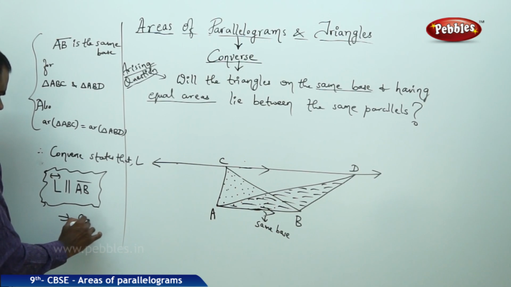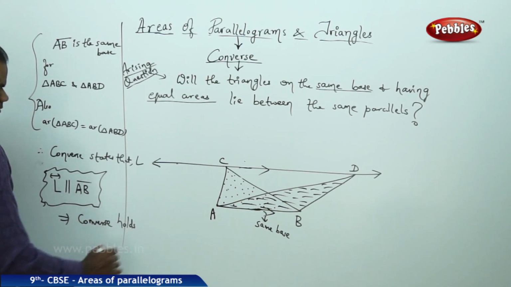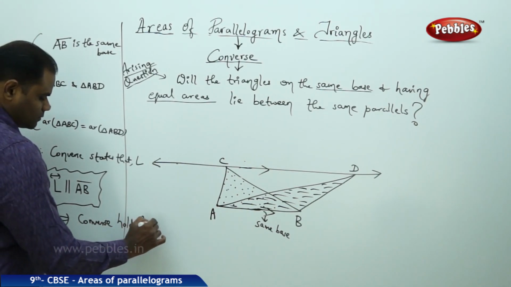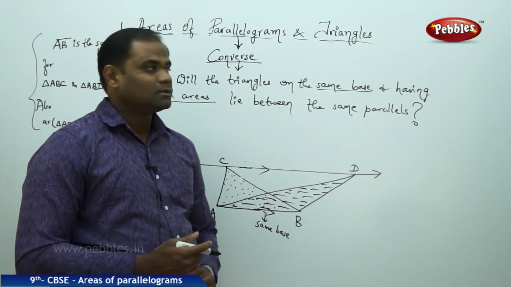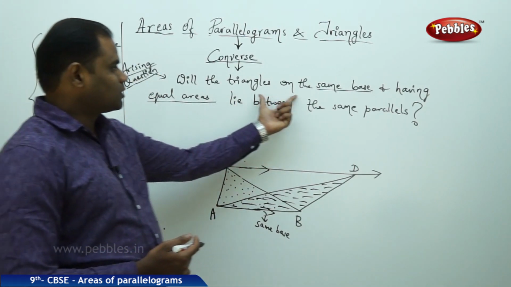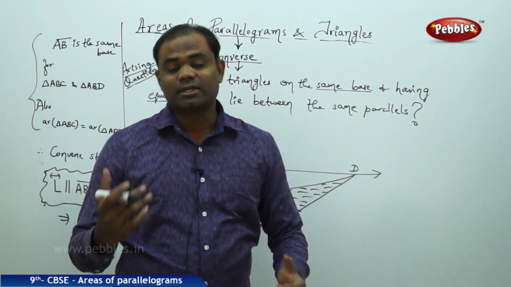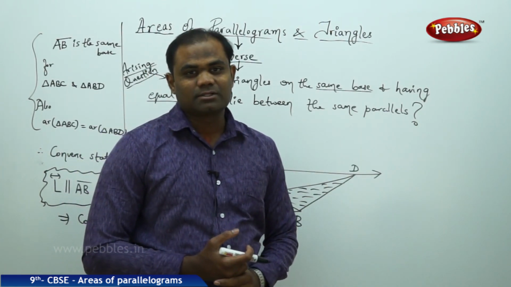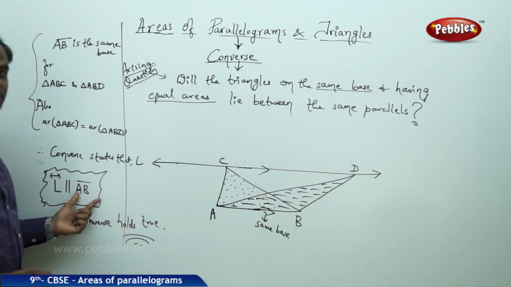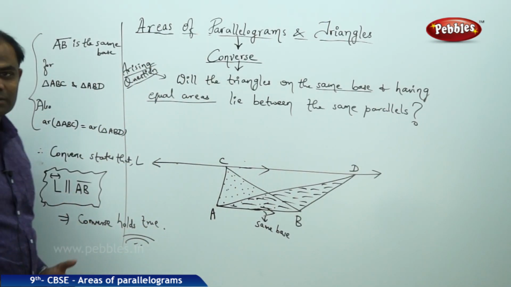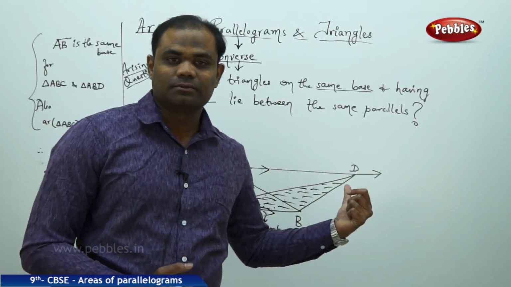That implies the converse holds true, is how we understand. So therefore, the triangles which are on the same base and having equal areas must lie between the same parallels. They must be parallel. L is parallel to AB, the same base. This is how we understand the converse and its conclusion.